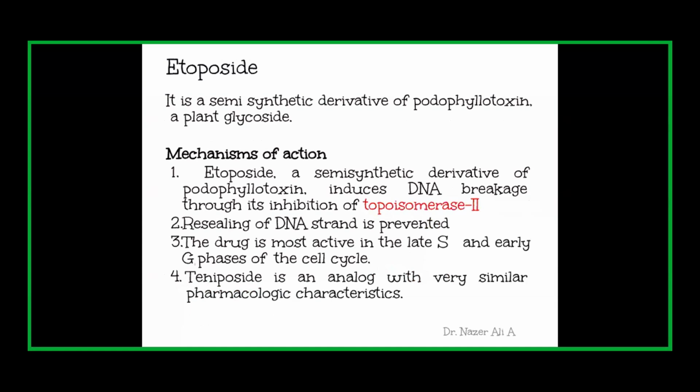We have already told you: when the double stranded DNA is getting converted to single stranded DNA, there will be a possibility of supercoiling. This supercoiling is relieved by the enzyme topoisomerase. So if we inhibit this enzyme, what will happen? The resealing of the DNA strand will be prevented, so further DNA replication will be inhibited. This drug is most active in late S phase and early G2 phase of the cell cycle. So we have etoposide, teniposide and so on.